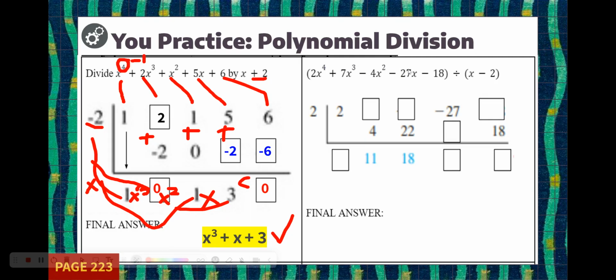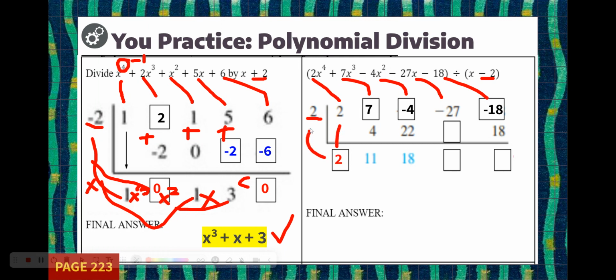4, 3, 2, and then 1 constant. Same thing. Leading coefficient here. Next is 7, negative 4, negative 27, and then negative 18. You just need to put them in each box. Again, not all the time you have boxes. Sometimes you don't have to. Now, negative 2 turns to positive 2. Opposite sign. So put down 2 here.